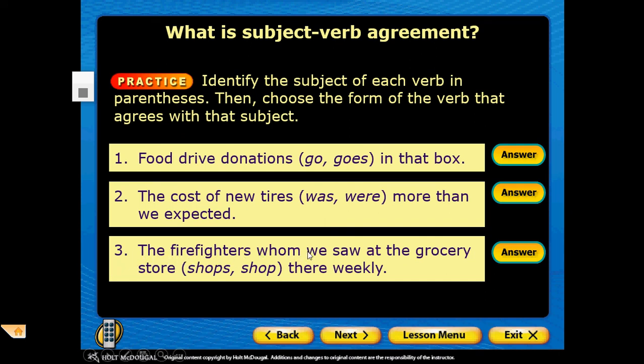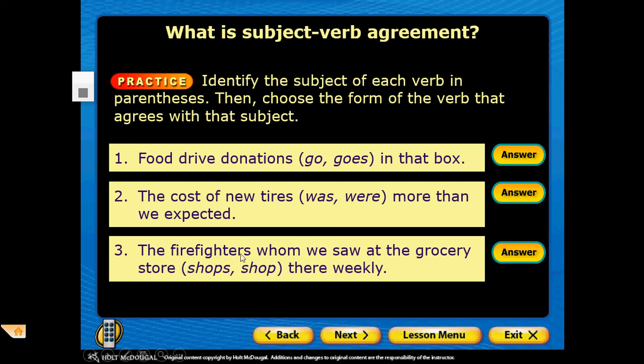The firefighters whom we saw at the grocery store shop there quickly. This is a bit confusing because we have more than one noun before the verb, but we shouldn't be tricked. So let's decide who shops there weekly. Are we talking about firefighters, or us, which is we, or the grocery store? I'm going to say firefighters. That's absolutely right. Very good.